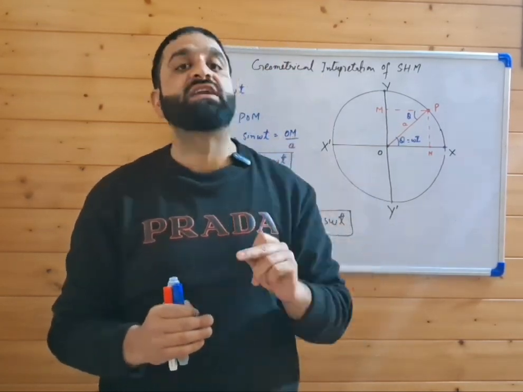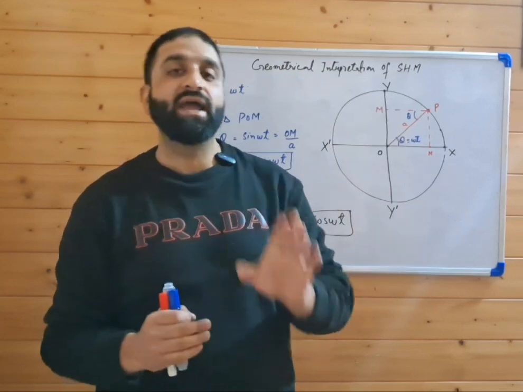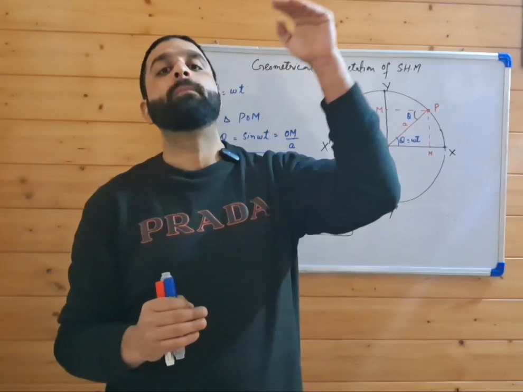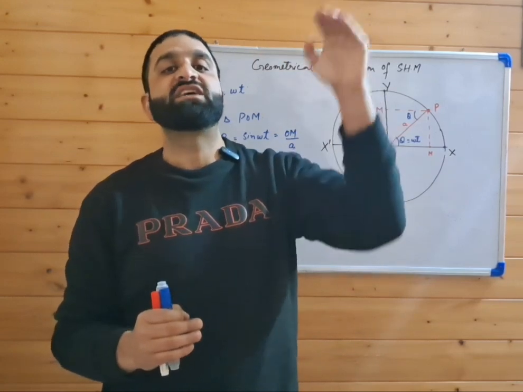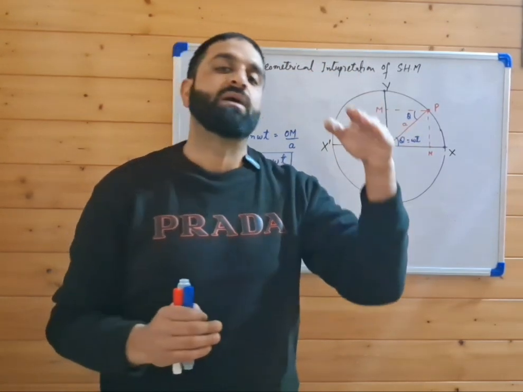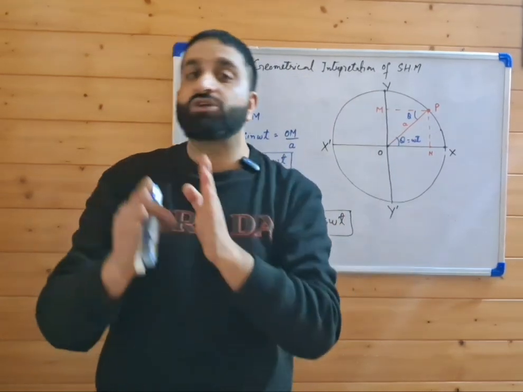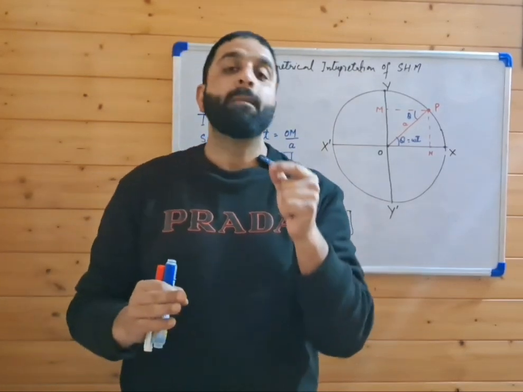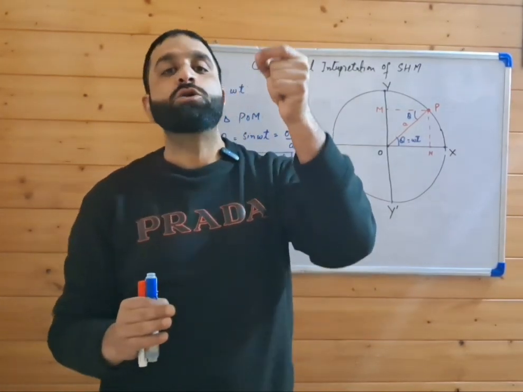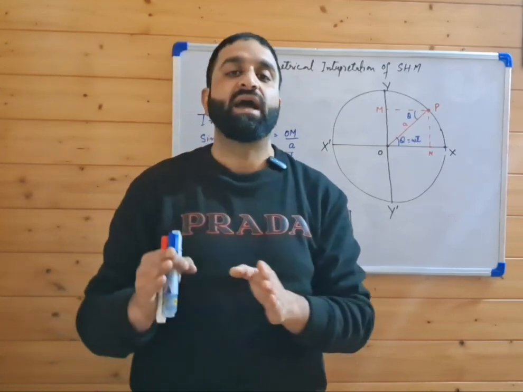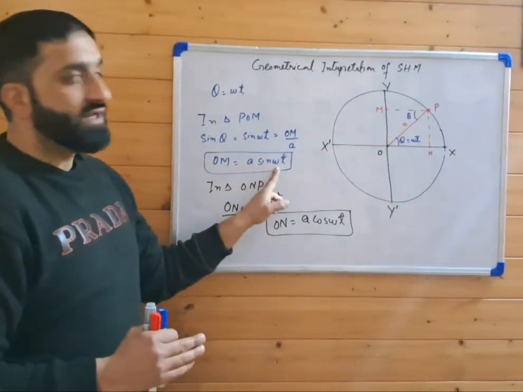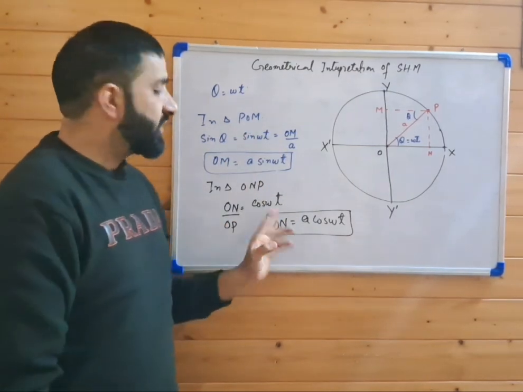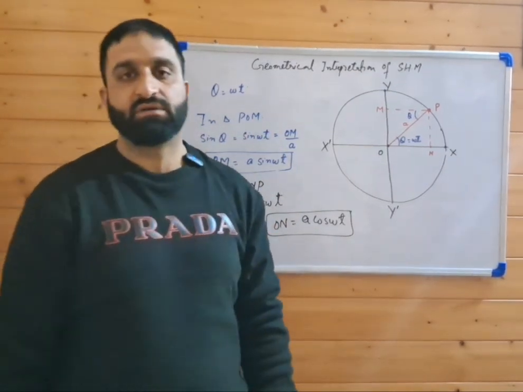Now, if we see the projection on the vertical diameter, it can be shown by the sine function because the projection goes from 0 to maximum value, then maximum to 0, then 0 to maximum, then maximum to 0. If we see the projection on the horizontal diameter, that is XOX', the projection goes from maximum value to 0 value. That means it is shown by the cos function, like OM is equal to A sin omega t, ON is equal to A cos omega t. OM is the projection on the vertical diameter and ON is the projection on the horizontal diameter. Hope you understood.